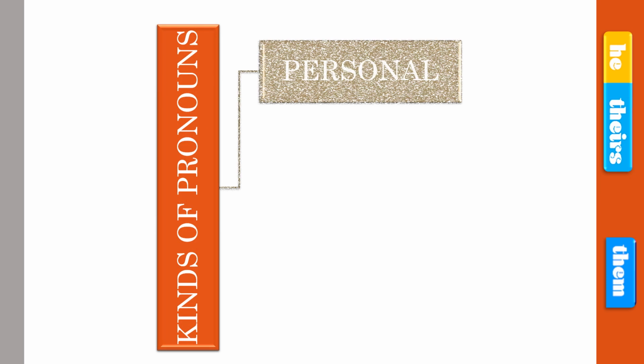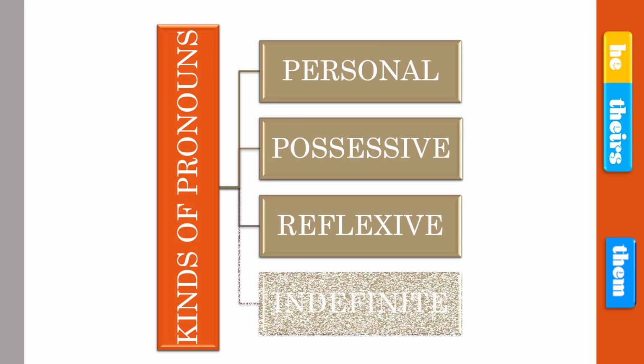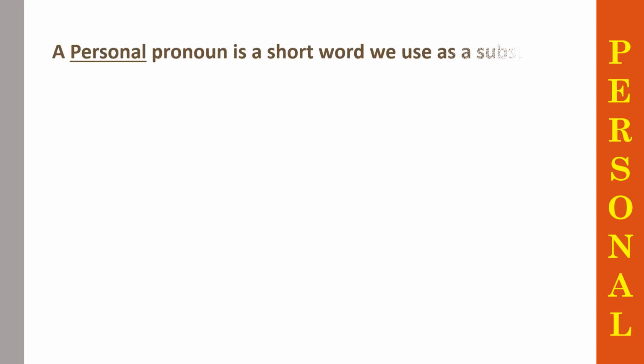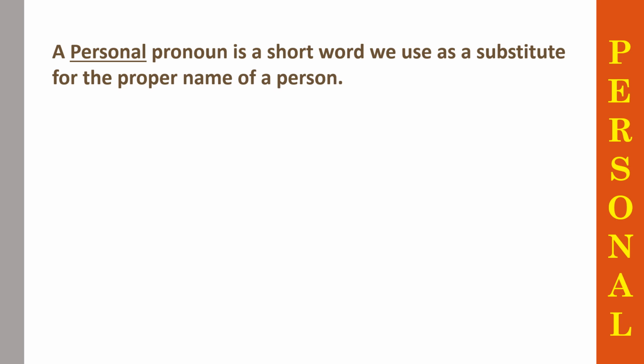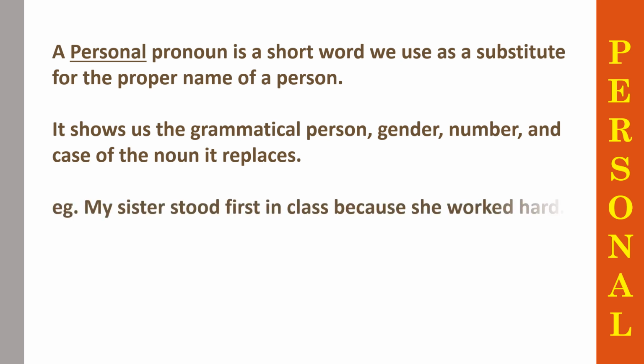Kinds of pronouns: personal pronoun, possessive pronoun, reflexive pronoun, and indefinite pronoun. A personal pronoun is a short word we use as a substitute for the proper name of a person. It shows us the grammatical person, gender, number, and case of the noun it replaces. For example, my sister stood first in class because she worked hard. Again, my sister is a person and we replace it with a personal pronoun called she.